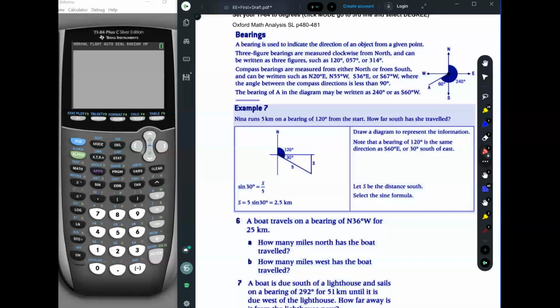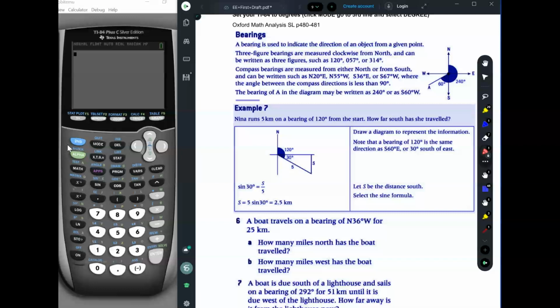Okay, this is the video on bearings, which is page 14. This is a new section that was introduced when they changed the syllabus to applications for math studies. It is maybe something that you did before, like in middle school. Basically, it's how to use north, east, west, south compass directions to define a direction on a map. And there's two ways they can do this.